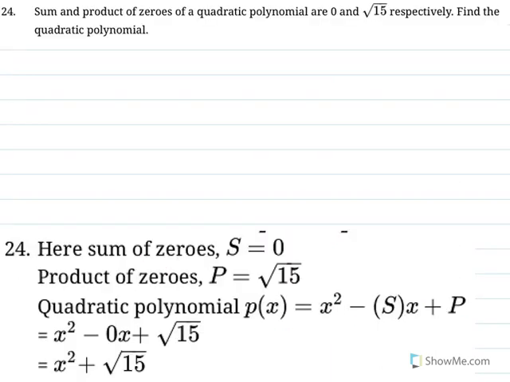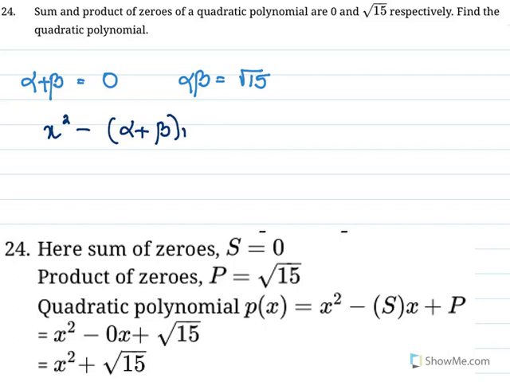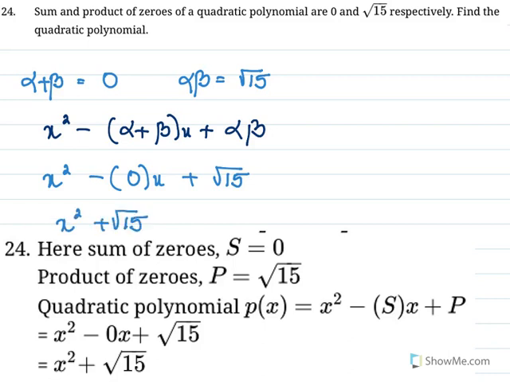The sum and product of the quadratic are 0 and under root 15. Find the quadratic. So sum, alpha plus beta, is 0 and the product, alpha beta, is under root 15. We have to find the quadratic. So we know the quadratic is x square minus sum plus product. So which is x square minus sum is 0x plus under root 15. So x square plus under root 15 will be your quadratic.